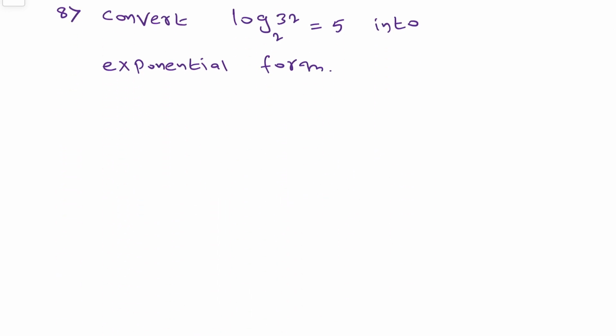Next, convert log 32 base 2 equals 5 into exponential form. So he gave the logarithmic form, log 32 base 2 is equal to 5, and he is asking us to convert this to exponential form. It's very easy. Log 32, so the main number is 32, right? Write that 32 as it is, equals the base as it is, and this answer will become our power. So in exponential form, it is written as 32 equals 2 power 5.